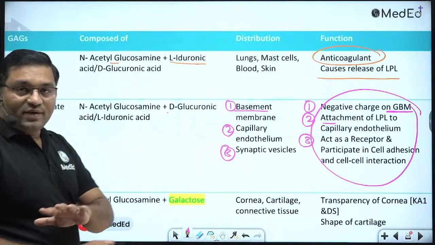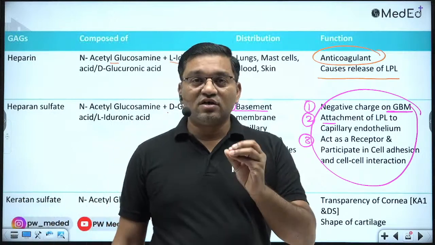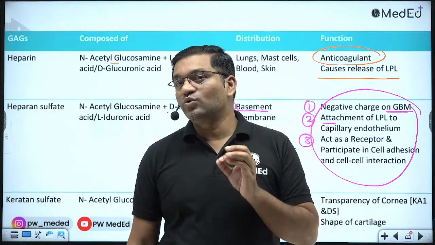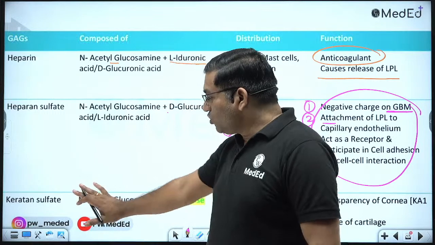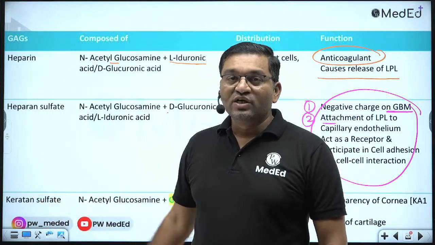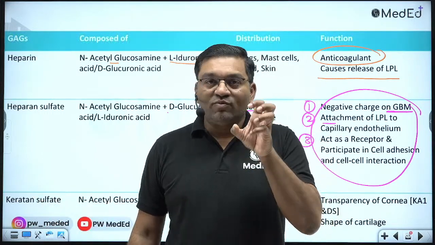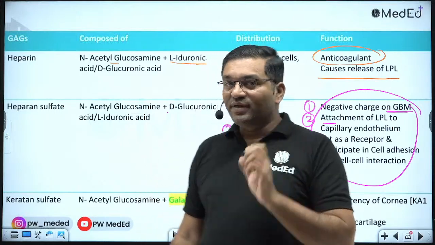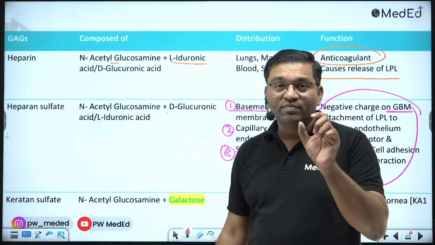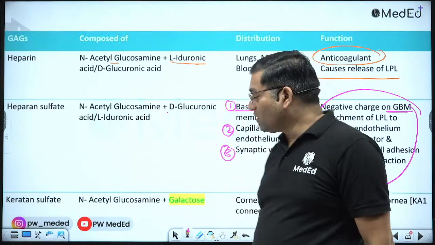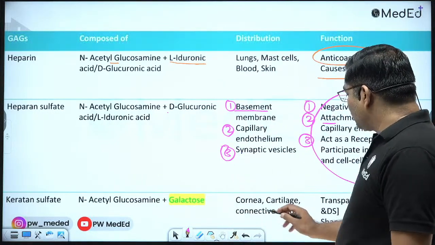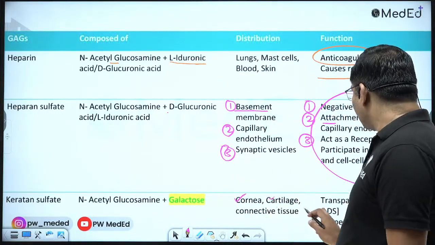Then keratan sulfate has a completely different composition. It is N-acetyl glucosamine plus galactose. There is no uronic acid in keratan sulfate. Its name is given from the cornea, so keratan sulfate is present in the cornea. The transparency of cornea is because of keratan sulfate 1. It is present in cornea, cartilage and connective tissue.